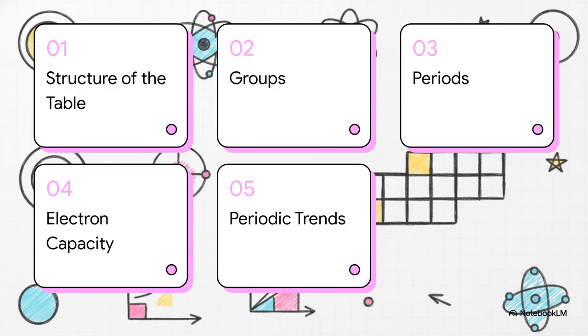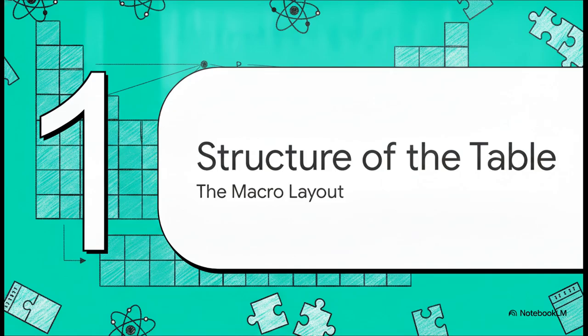Here is our quick syllabus for today's explainer. We'll be covering 5 main topics. First, the structure of the periodic table. Second, groups. Third, periods. Fourth, electron capacity. And finally, periodic trends. Okay, starting with Section 1, the structure of the modern periodic table.